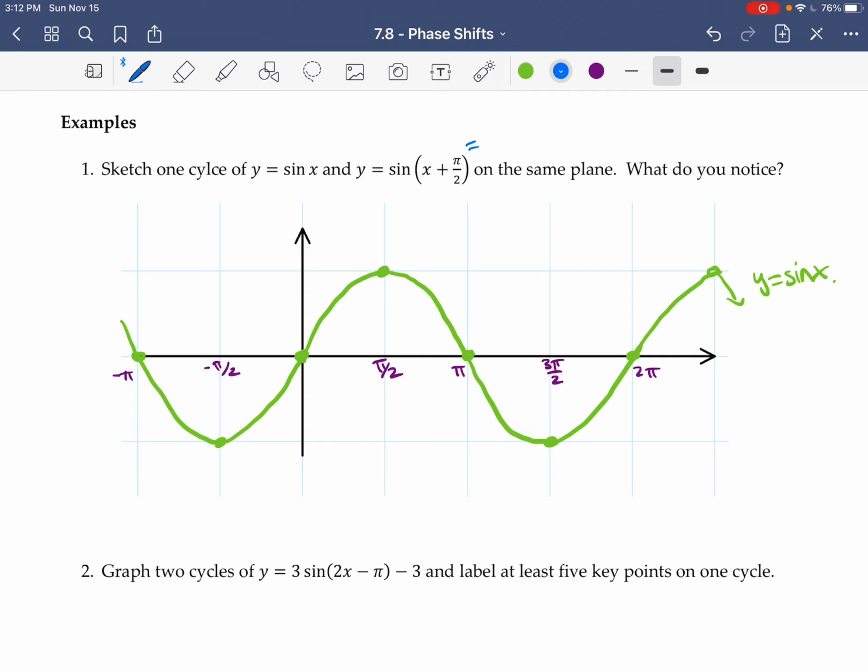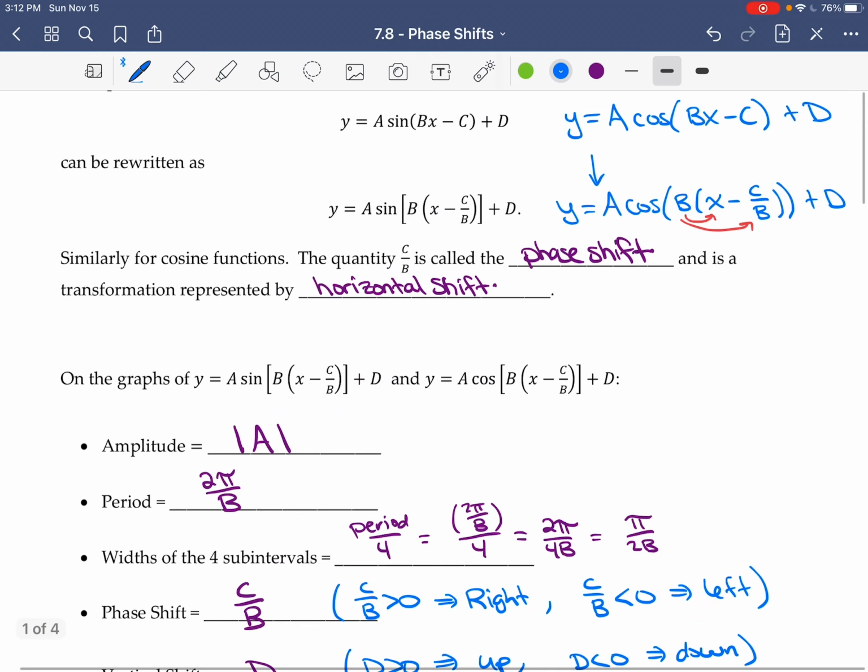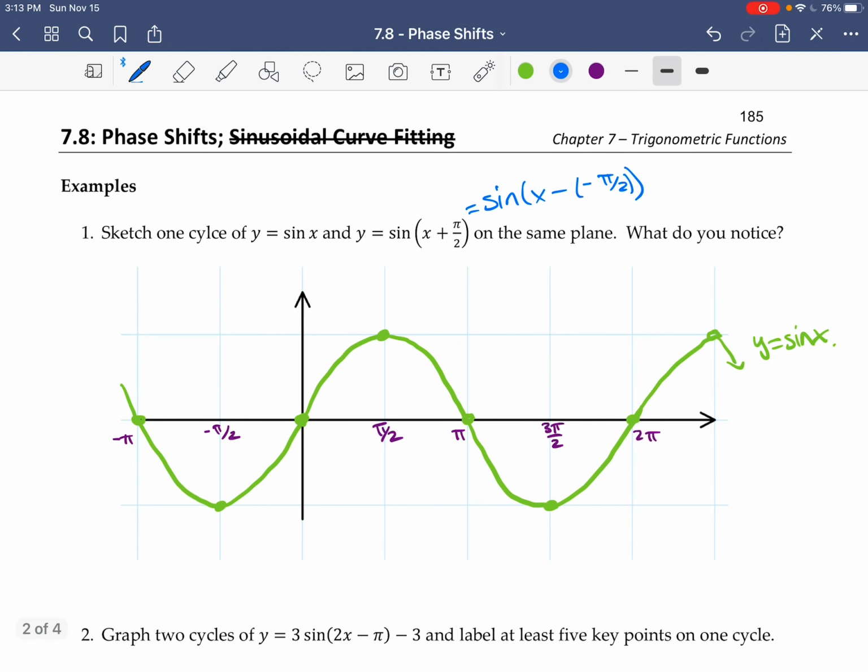Okay, so when it says plus here, that's actually sine of x minus negative pi by 2. Okay, so remember, I'm just going to scroll up here. In our general form, it's minus c over b. Okay, so we want it to be minus. So that means that our c over b, okay, so b is 1 here. So that is negative pi by 2. Okay, so we're going pi by 2 to the left.